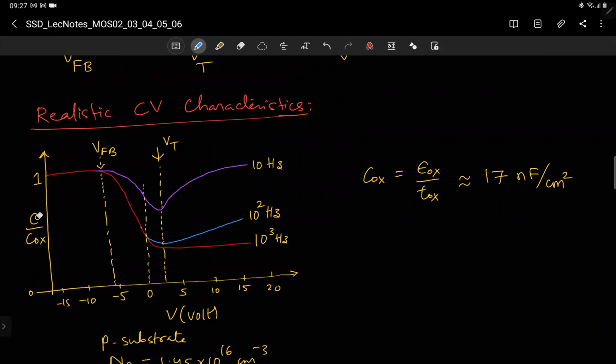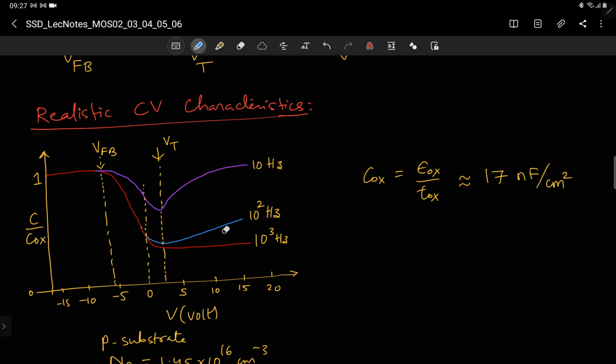So it starts as C by COX. If you do, it will be starting at 1, and it will be matching at 1 for very large things, for large voltages, and that too for small frequencies like 10 hertz. Even for 1 kilohertz, if you see, it is becoming flat. So this is high frequency, this is low frequency, this is medium frequency.